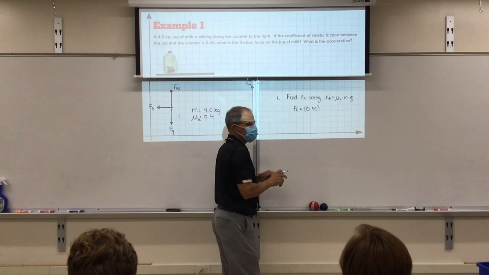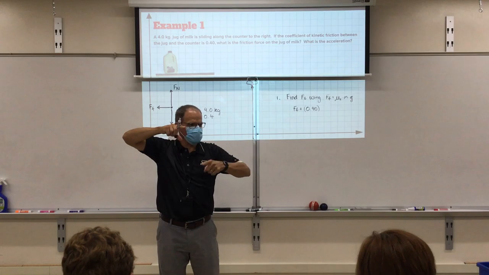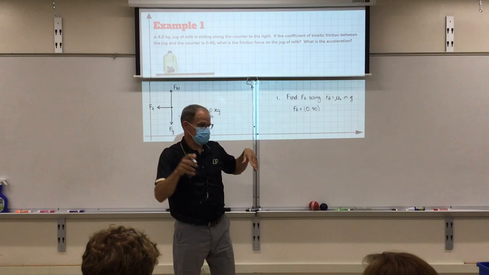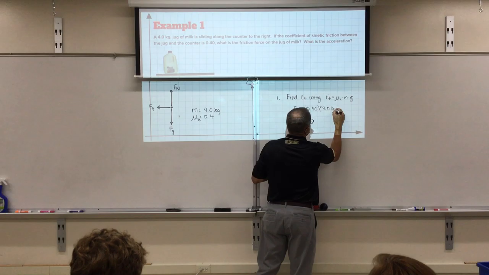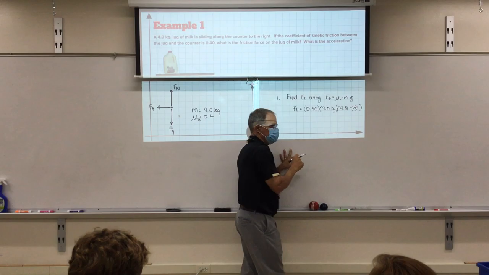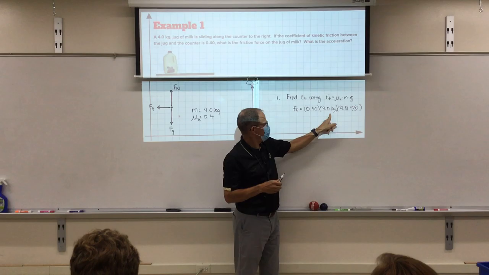And if we want to put in our numbers, we'll get the friction force equals 0.40. The coefficient of friction has no units. It was the slope of our line. We plotted newtons and newtons, so the slope is rise over run, or newtons over newtons, or nothing. So there's no unit on this. Times m, which is 4.0 kilograms, times g, which is 9.81 meters per second squared.